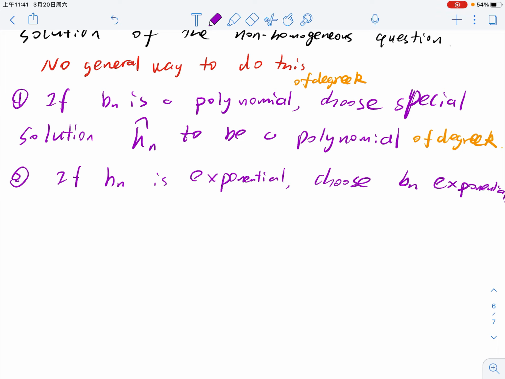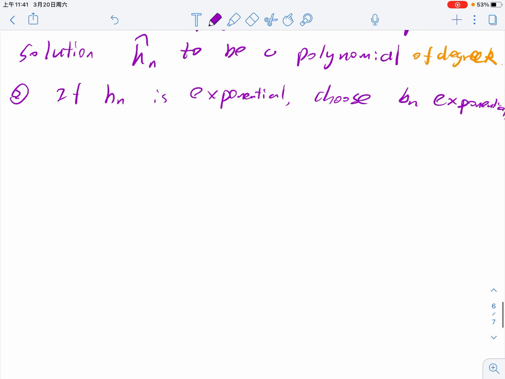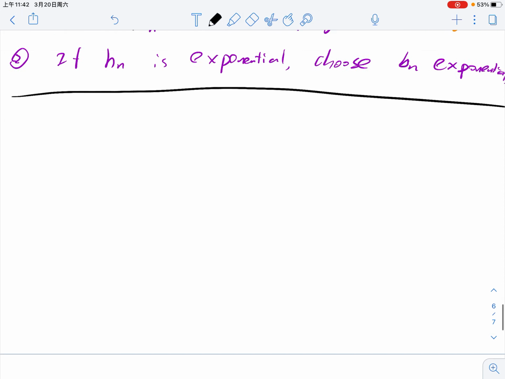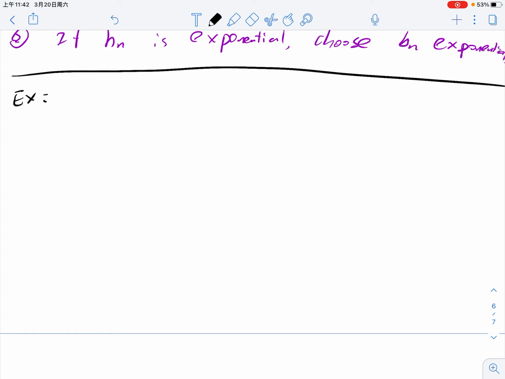And you don't need to figure out all the non-homogeneous solutions. You just need, so all the special solutions, you only need one. Remember that, because the homogeneous part will give you more information. Okay, now for Bn to be an exponential function, we also give an example.